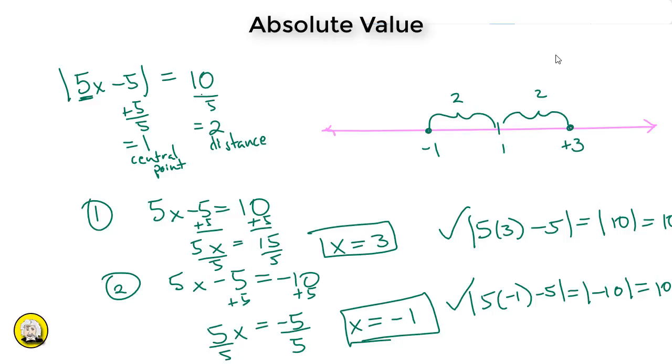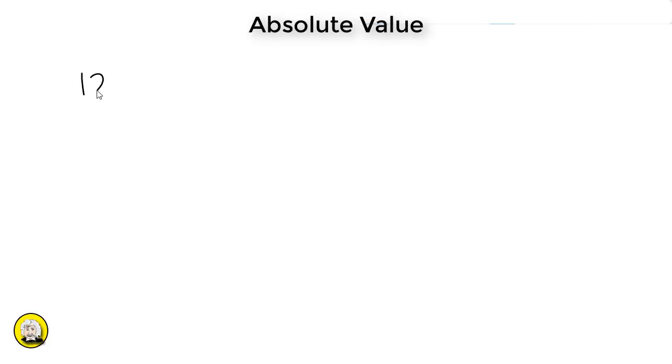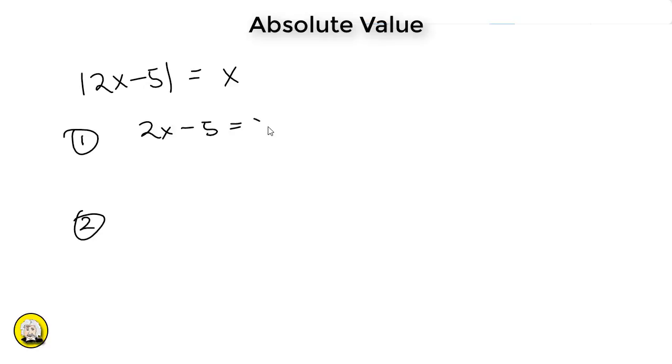Let's take a look at a slightly different case. How about 2x minus 5, the absolute value of, equals x? Well, the graphical interpretation of this is a little less obvious. So let's move on to our first positive and negative solution case. 2x minus 5 equals x. And in the negative solution case, we know 2x minus 5 must equal negative x, because even the absolute value of negative x will evaluate to x.